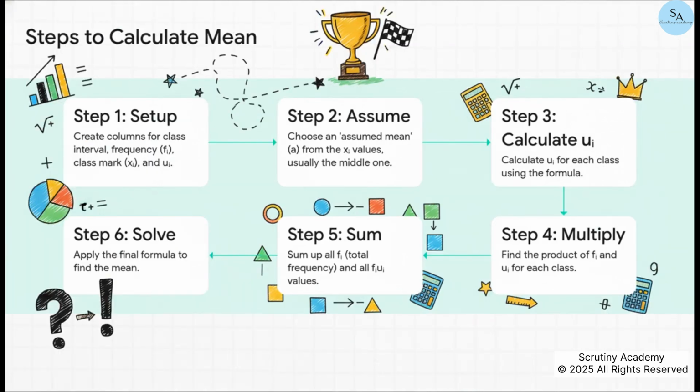And here's the game plan. It's a simple, 6-step process. If you follow these steps in this exact order, you're going to get the right answer every single time. It's pretty much foolproof. So, let's stop talking about it and actually use it on a real exam-style question.